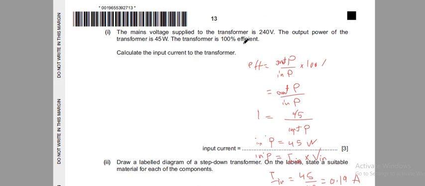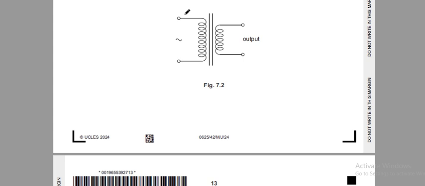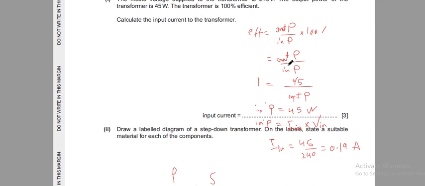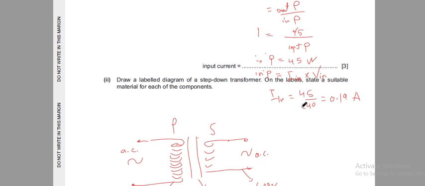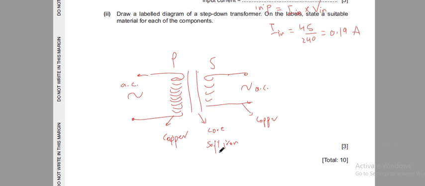V input is given by the mains voltage, which is connected to the primary coil. So we have current to be 45 over 240. Label the step down transformer and state a suitable material for each component. As we know, coils from copper and core from soft iron.